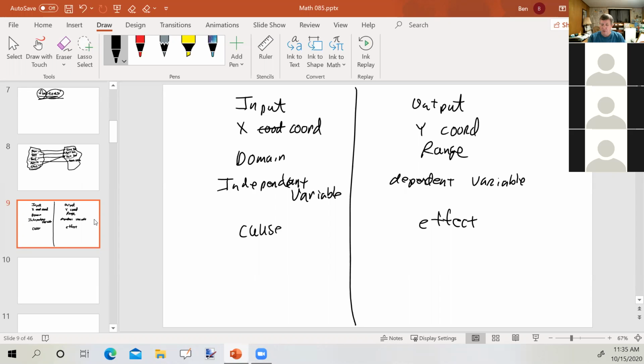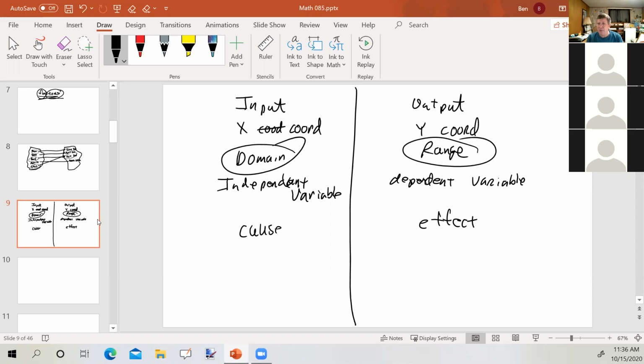The input or the X coordinate or the independent variable or the cause we call the domain. The output or the Y coordinate or the dependent variable or the effect we call the range. I want to talk first of all about cause and effect. You don't see that mentioned much in books, but to me it kind of helps you get a picture of what's going on.